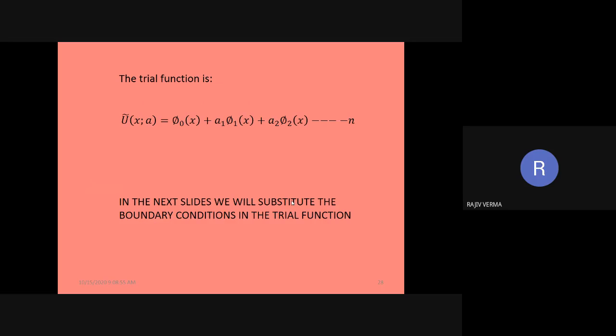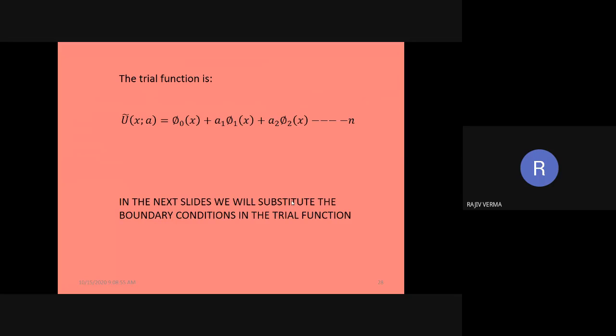We have two boundary conditions, one in terms of u at x is equal to 1, and the other in terms of du by dx at x is equal to 2. So in the coming slides, we will substitute the boundary conditions in this particular trial function to find the value of u over the domain.